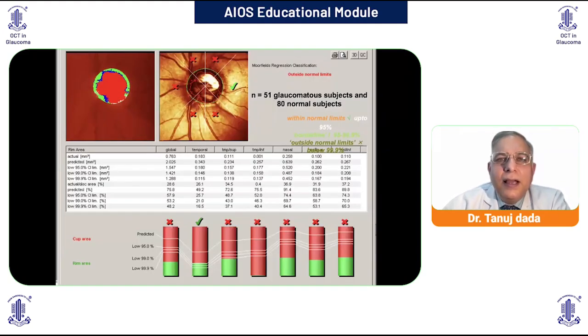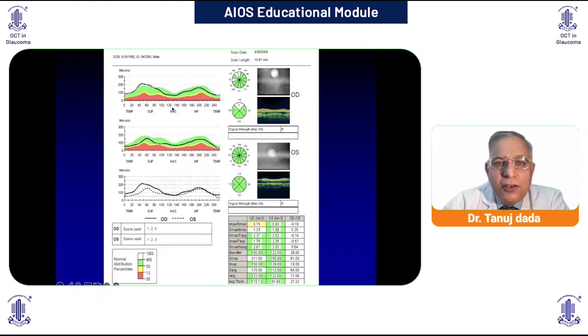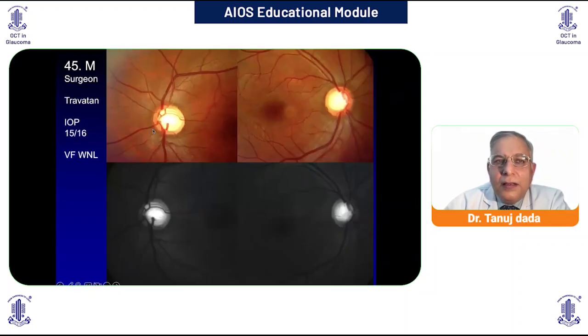But another problem was this patient got an HRT report. HRT has marked 5 sectors as abnormal on the Moorfields regression analysis. But when you do the OCT, there is an absolutely healthy retinal nerve fiber layer. So you could stop the medical therapy and ask the patient to be on follow-up.